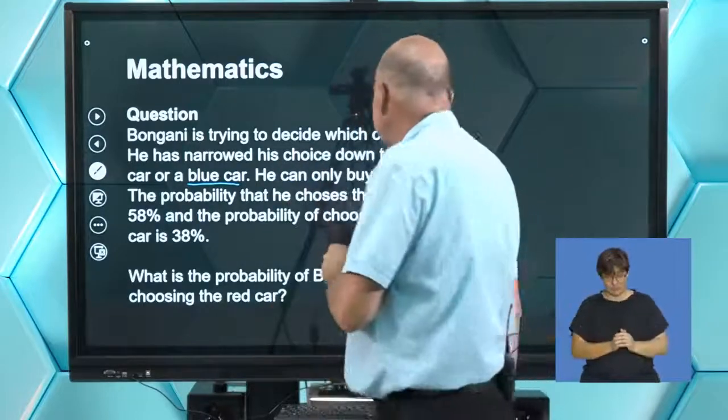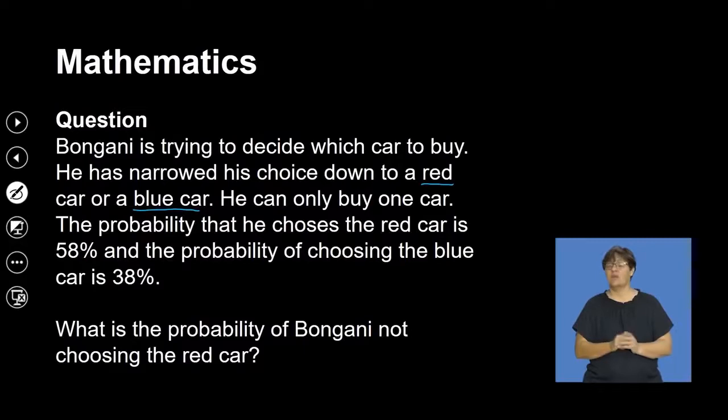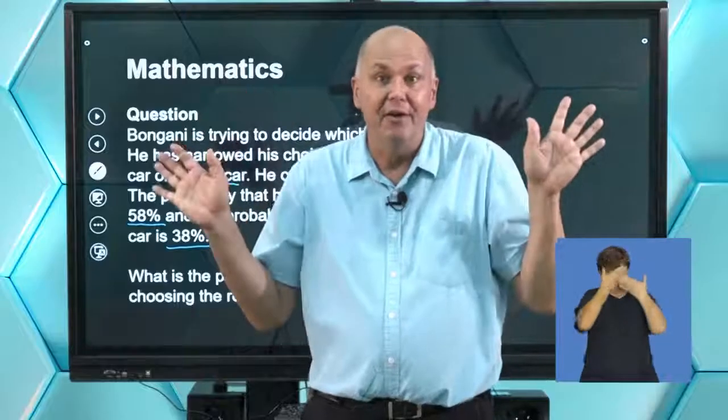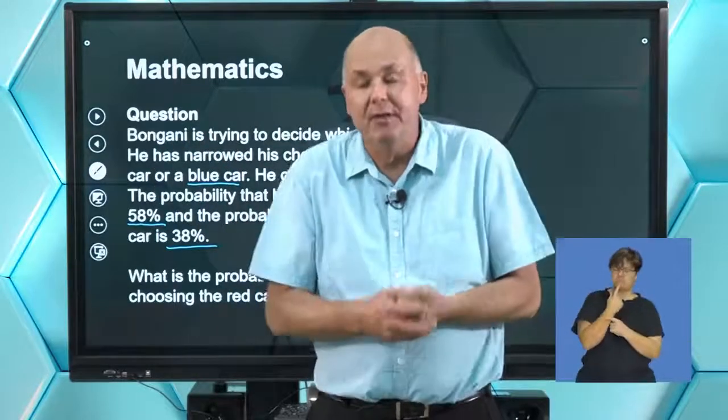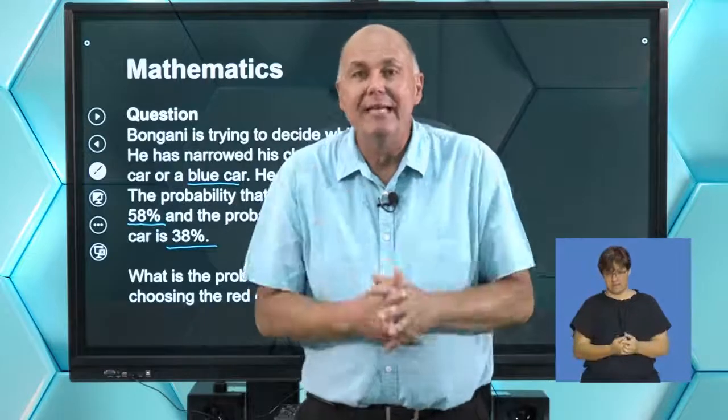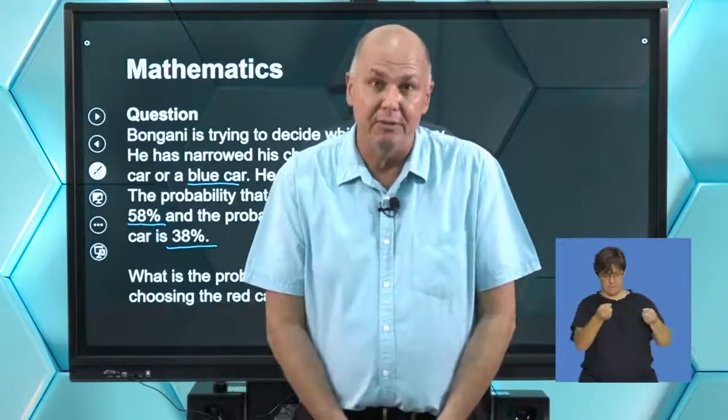Now they tell us some details here. There's a 58% probability that he'll buy the red car, and there's a different probability of buying the blue car. So how these statisticians came up with these probabilities, I don't know, but maybe they measured some things and they came up with these numbers. Let's just leave that, those are the numbers that we've got to work with. And we've got to answer some questions about Bongani and his purchases.